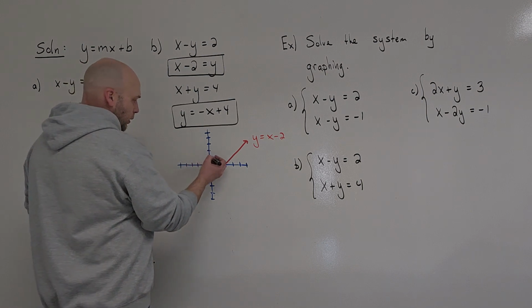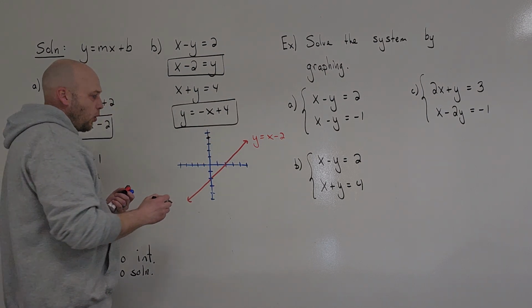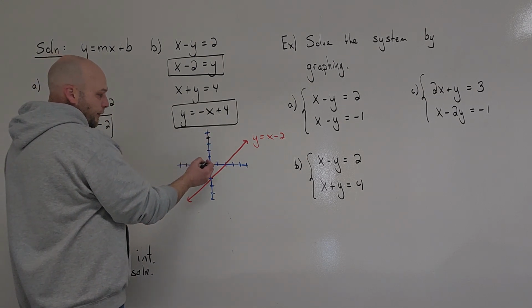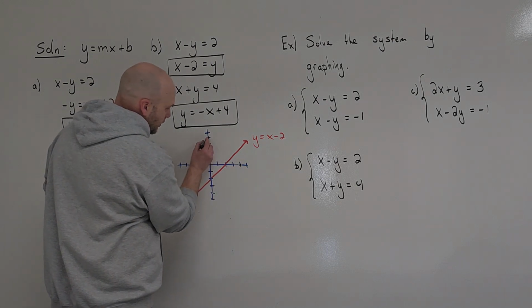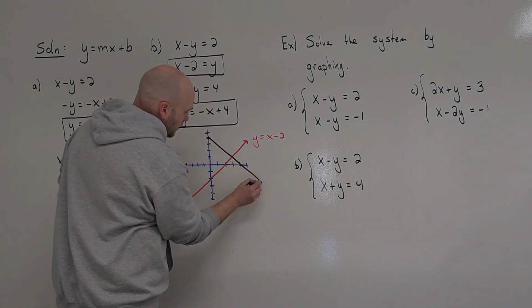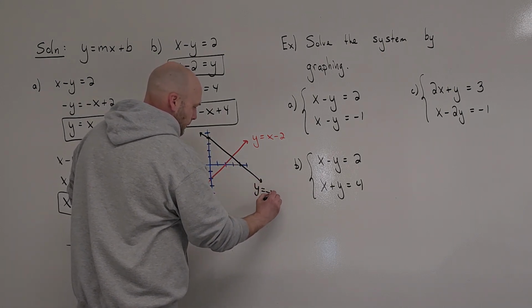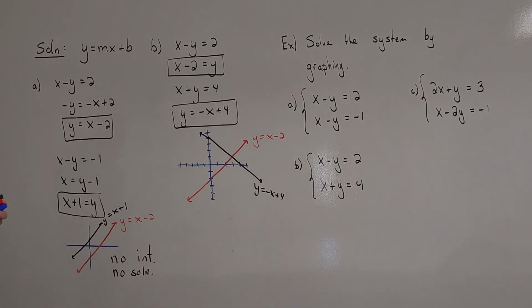That's going to go through 1, 2, 3. It's going to go through this point here. And then if it has slope negative 1, down 1 over 1, or equivalently down 4 over 4, which means it's going to pass through this point here. And this is y equals negative x plus 4. And we can see that there is, in fact, an intersection point.